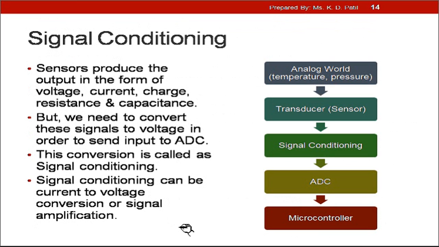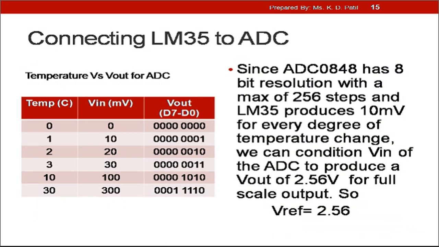Now let us see what signal conditioning is. As I know, sensors produce output in the form of voltage, current, charge, resistance and capacitance, but we need to convert these signals to voltage in order to send the input to the ADC. So whatever analog signals the ADC gets will be in the form of voltage, and this conversion is referred to as signal conditioning. Signal conditioning can be current to voltage conversion or signal amplification.